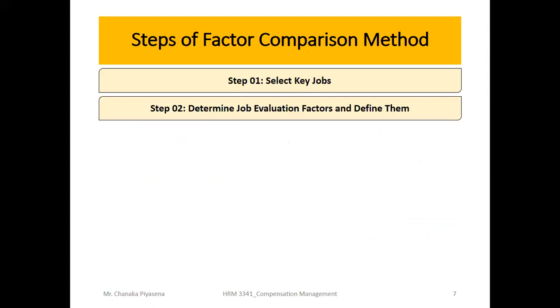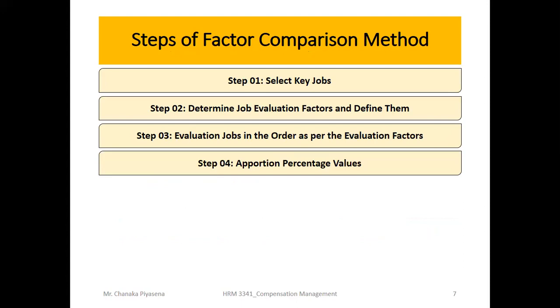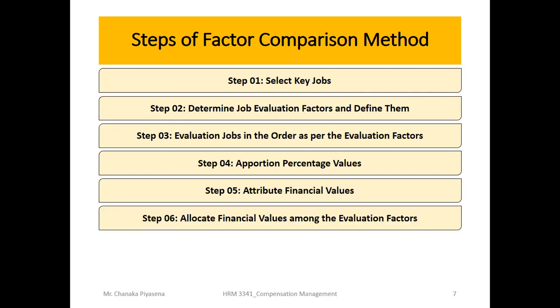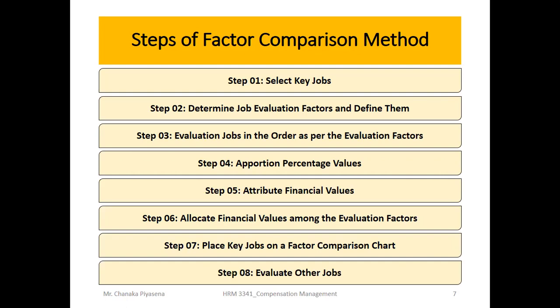Step 1 is select key jobs. We will discuss them one by one. Step 2 is determine job evaluation factors and define them clearly. Step 3 is evaluate jobs in order as per the evaluation factors. Step 4 is apportion percentage values. Step 5, attribute financial values. Step 6 is allocate financial values among the evaluation factors. We will discuss them one by one. The 7th one is place key jobs on a factor comparison chart. Then step 8 is evaluate other jobs.